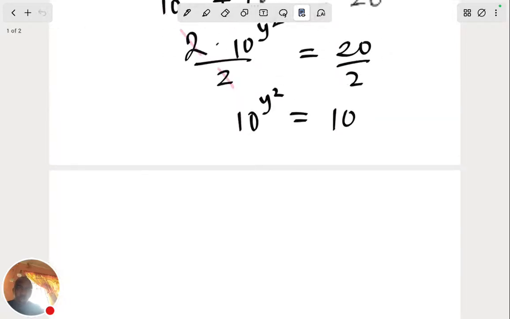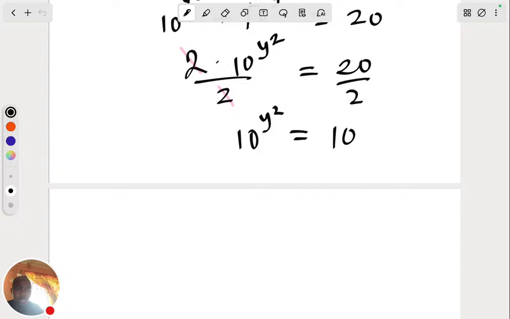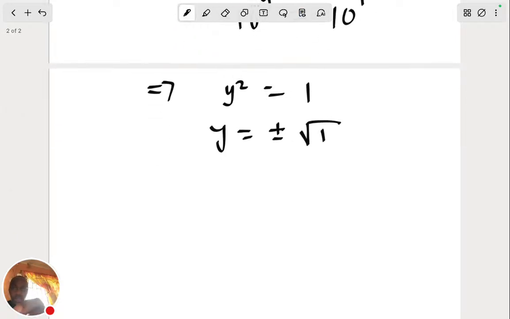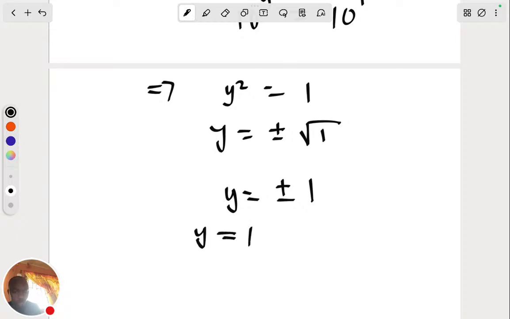Now, this 10 has a power of 1 here. So from the law of indices, we can have y squared equals 1, because the two sides have the same base. Taking the square root of both sides, we have y equals plus or minus 1, since the square root of 1 gives us 1. So we have y equals 1, or y equals minus 1.